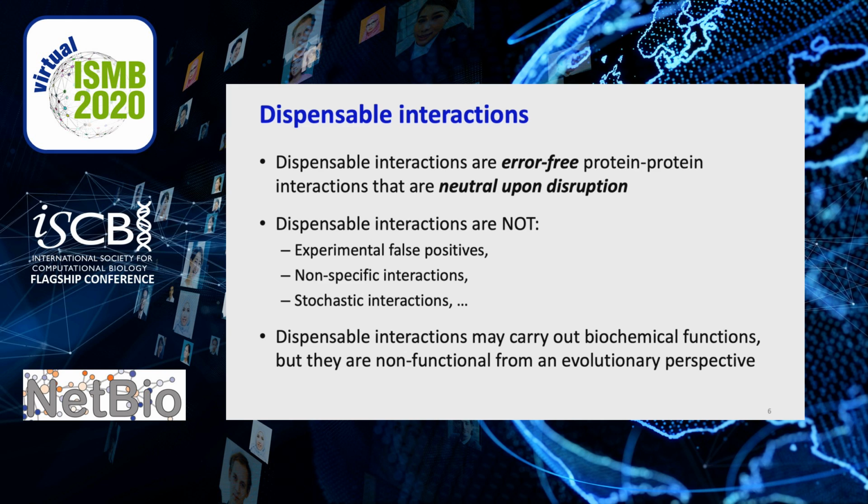It is important to note that dispensable interactions have a very precise definition. Dispensable interactions are not experimental false positives or errors. Rather, they are real interactions that do exist in the interactome. The hallmark of completely dispensable interactions is that they are neutral upon disruption. In other words, the fitness of the cell and the organism does not change when you delete the interaction from the interactome. Dispensable interactions are different from non-specific interactions or stochastic interactions.